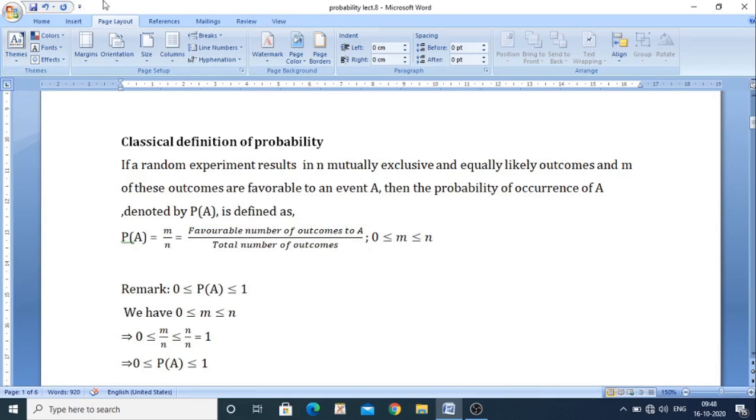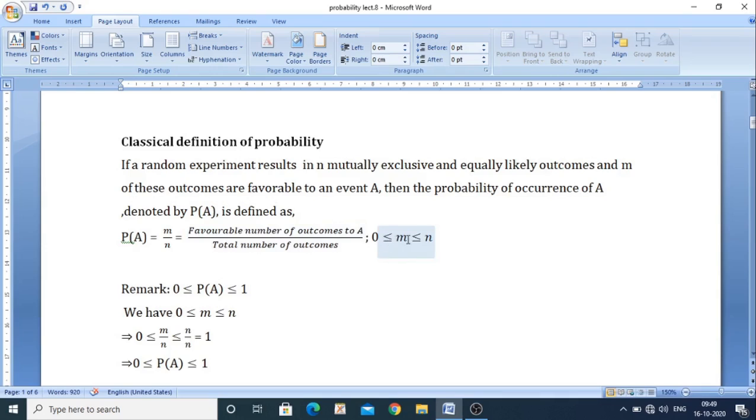So random here in this definition: a random experiment results in n mutually exclusive, equally likely outcomes. We have seen the definition of what is meant by mutually exclusive. Equally likely outcomes means all the outcomes have an equal chance. So when we have such n outcomes, out of which m belong to the event A, then the probability is m upon n, that is, the favorable number of outcomes to A, meaning outcomes belonging to A, upon the total number of outcomes.